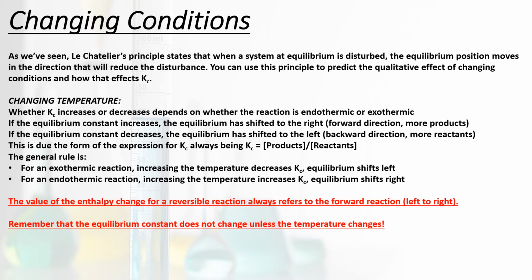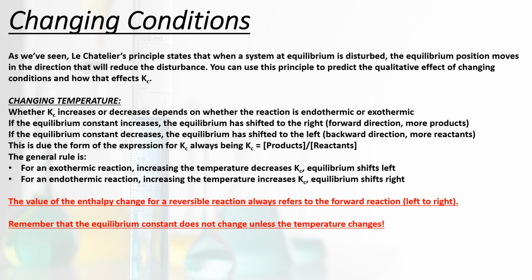If the equilibrium constant decreases, then the equilibrium is shifted in the other direction, to the left, the backward direction, making more reactants. Again, remember Kc is products divided by reactants, and therefore, if we have our bottom line being more our reactants, we're going to have a smaller value of Kc.